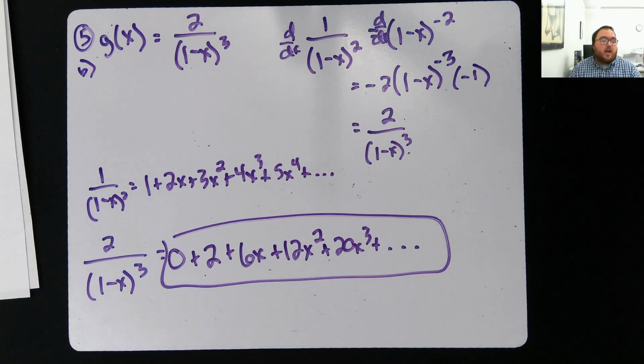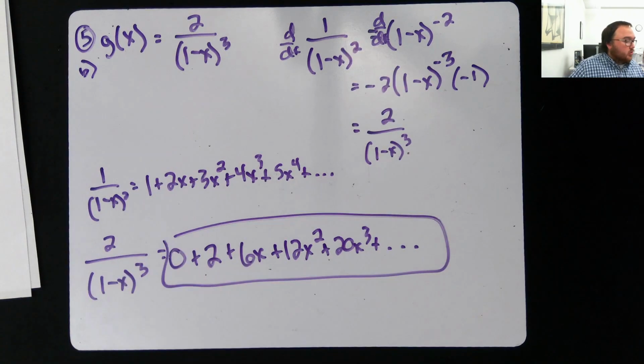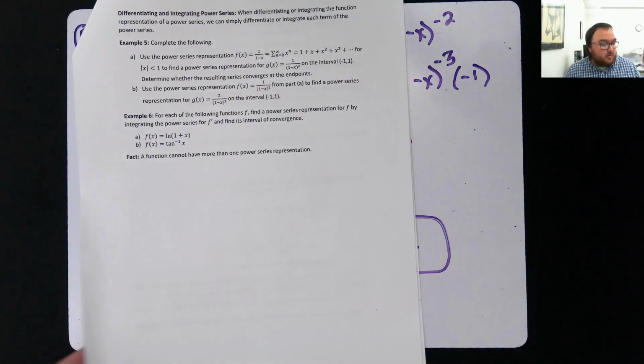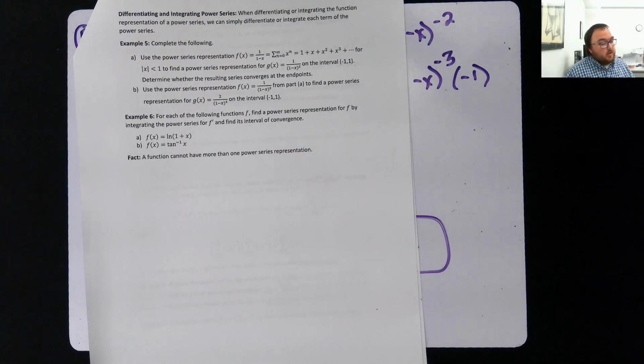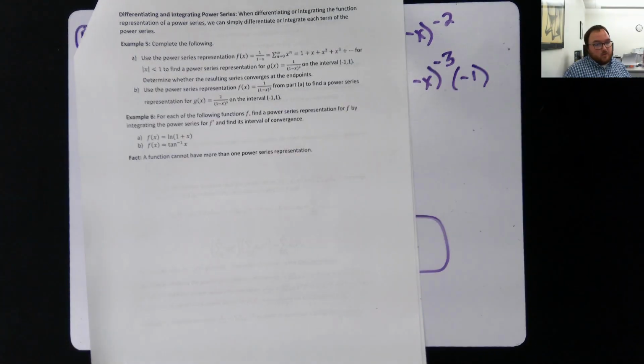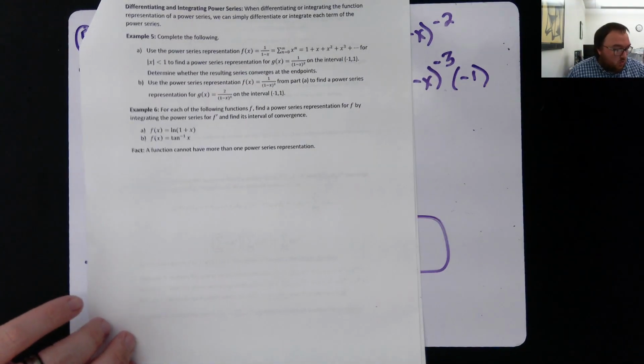Same thing would go for if the function that I want to know is the antiderivative of one that I know, then do the one I know and then take the antiderivative of that, which is what I'm going to do in example 6. Example 6, for each of the following functions f, find the power series representation for f by integrating the power series for f prime and find its interval of convergence.